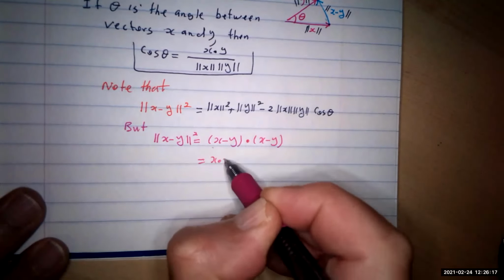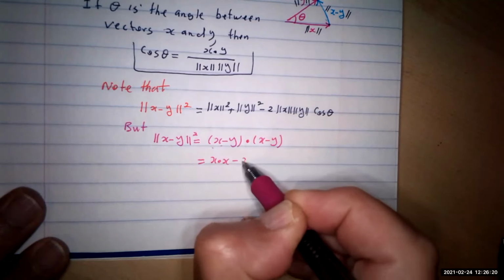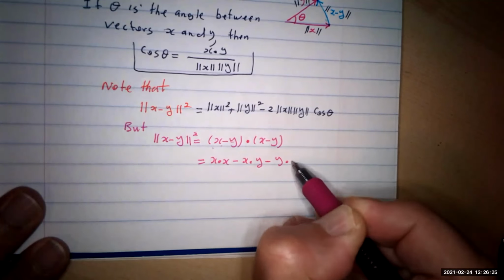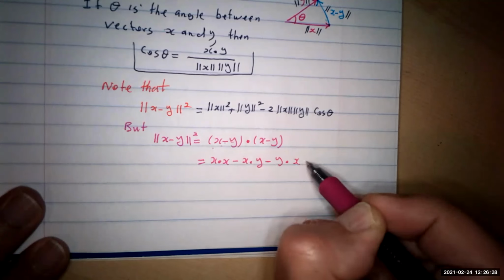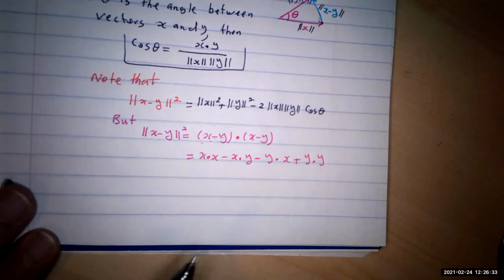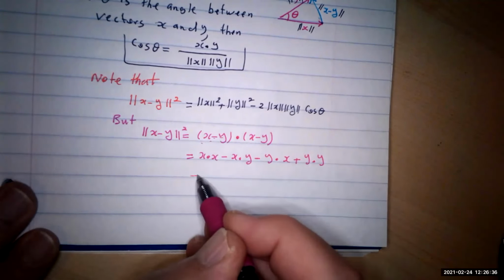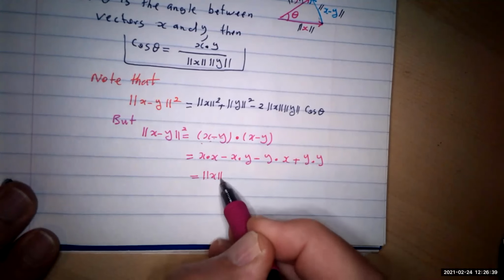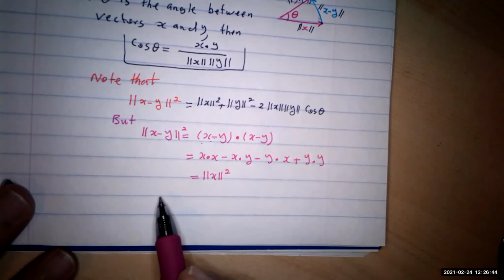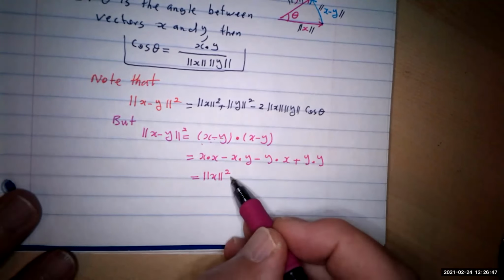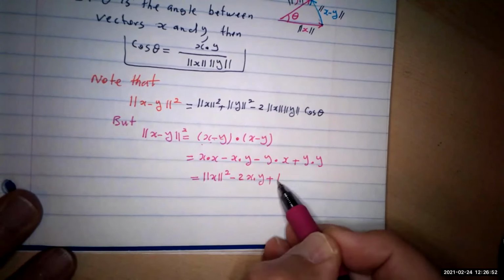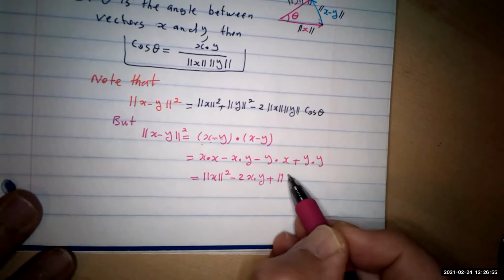x dot x minus x dot y minus y dot x plus y dot y. Okay, as a dot product. x dot x would be norm x squared. Remember, it's commutative, so x dot y and y dot x are the same, so that gives a negative 2 x dot y. And this would be the norm of y squared.